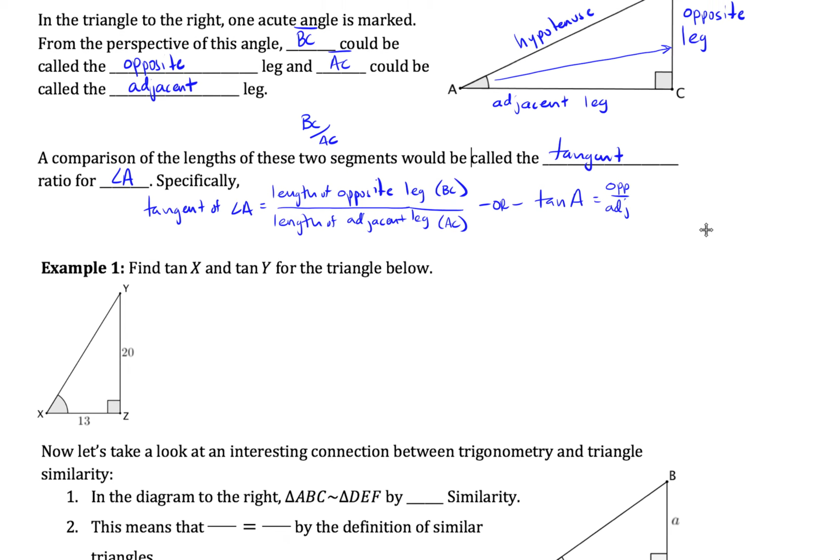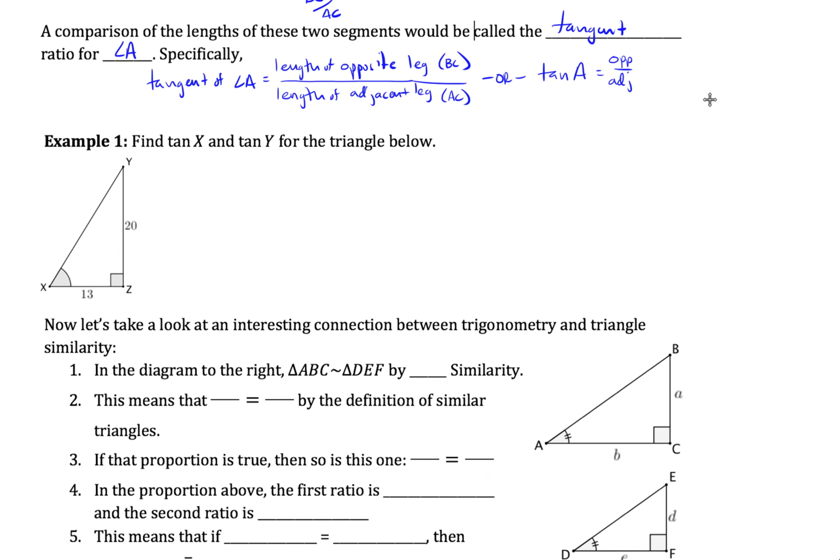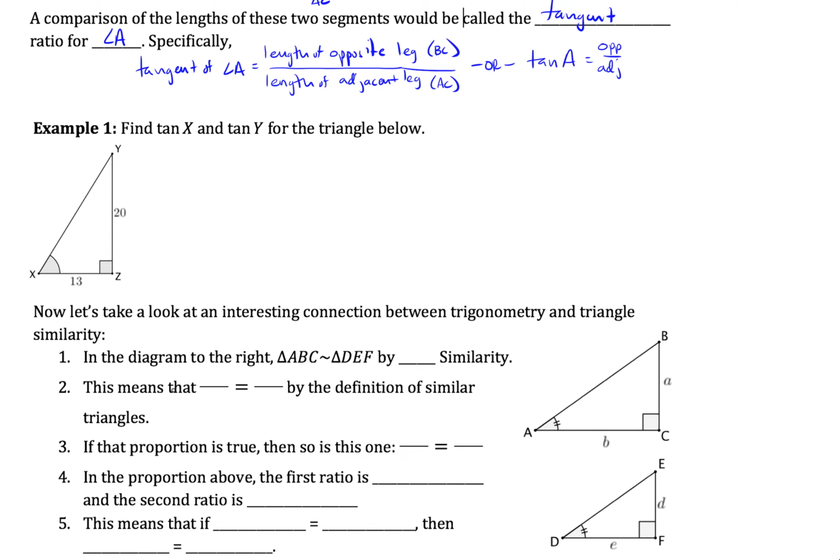So let's do one quick example right here, and that'll be the end of part one, and then we'll come back and we'll pick it up from this point forward in part two. So what we're going to do in example one is we are going to find the tangent of angle X and the tangent of angle Y for this triangle right here.